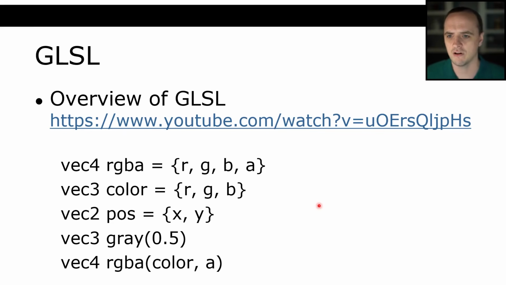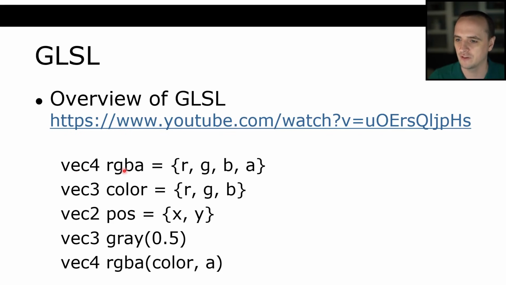Here, there's a good YouTube video which you can watch. It's an overview of the GLSL language. But basically, all you need to know is that a lot of it is very similar to the C programming language, and the way that we're going to be interacting with things is we're going to be dealing with vectors. A vec4, for example, can represent an RGBA color. So red, green, blue, and alpha.